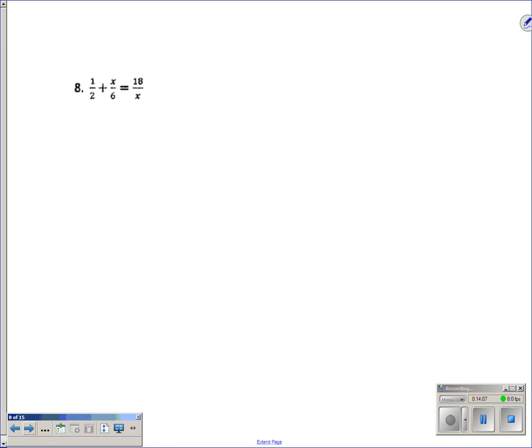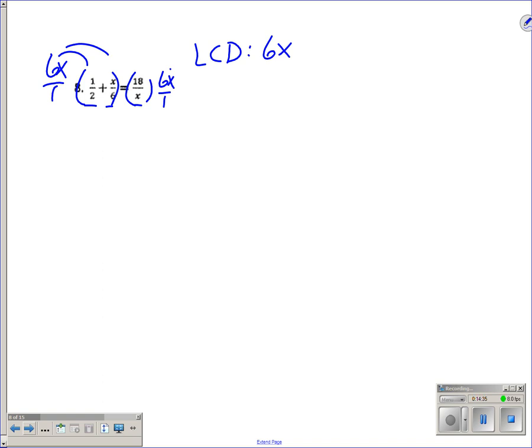Let's try number 8. All right, so between 2, 6, and x, what is my lowest common denominator? Between the numbers 2 and 6, the lowest common multiple is 6, and between the variables, it's an x. So the LCD is 6x. We multiply the left side by 6x and the right side by 6x, and you'll notice that the denominators reduce out and cancel. Let's multiply them through.